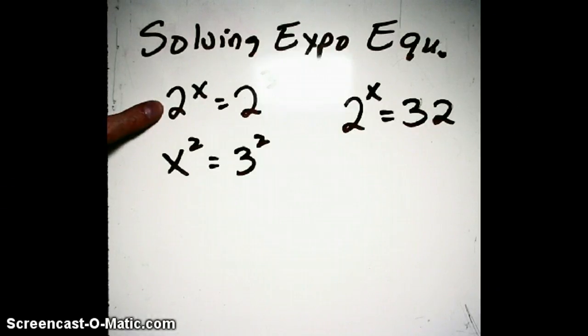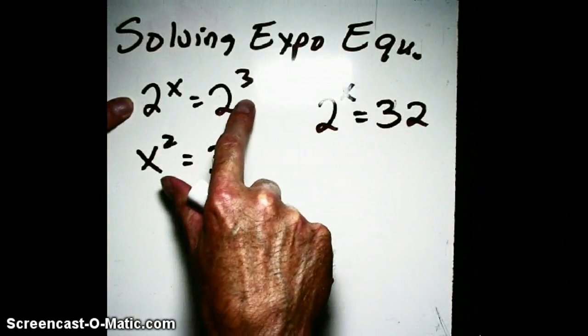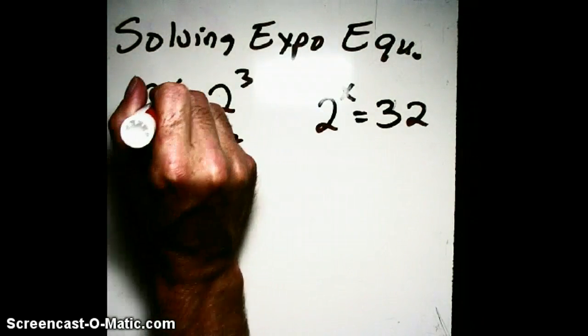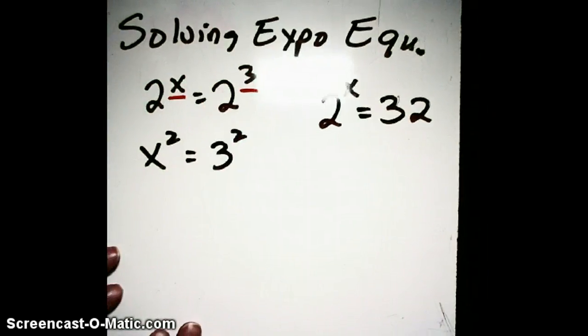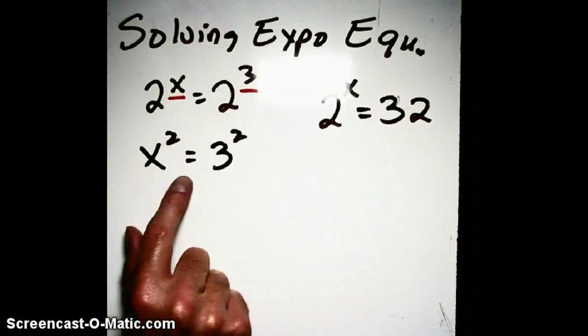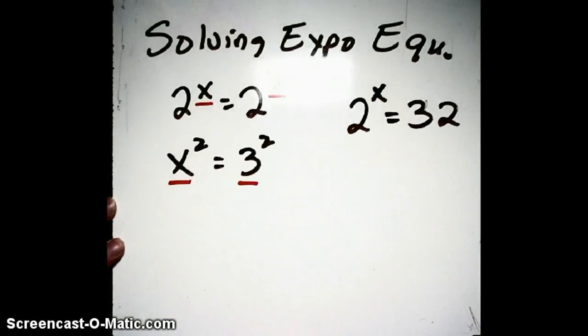2 to the x is equal to 2 cubed. What must x be? X would have to be 3. If the bases are the same, the powers had to be the same. X squared is equal to 3 squared. What must x be? X must be 3. Now you say, is it that easy? Actually, the general idea is that easy.